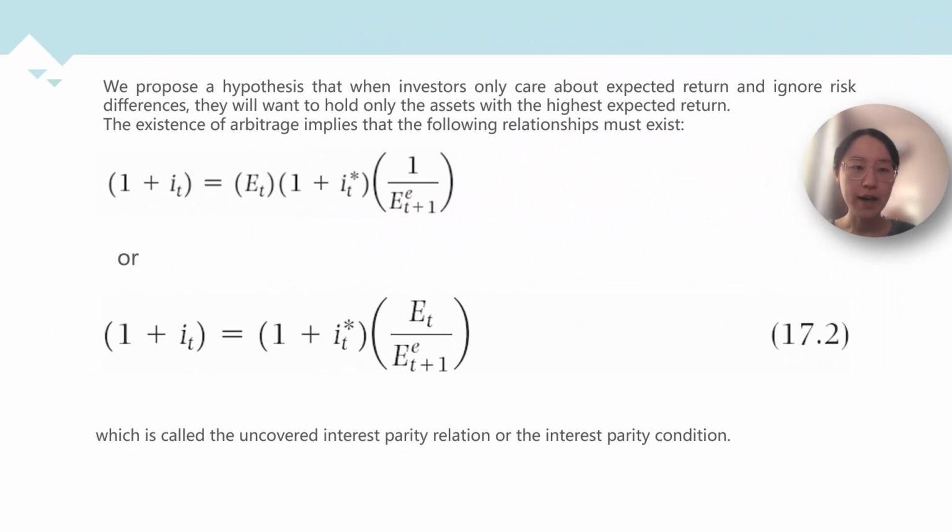We propose a hypothesis that when investors only care about expected return and ignore risk differences, they will want to hold only the assets with the highest expected return. The extent of arbitrage implies that the following relationship must exist, which is called the uncovered interest parity relation, or the interest parity relation.